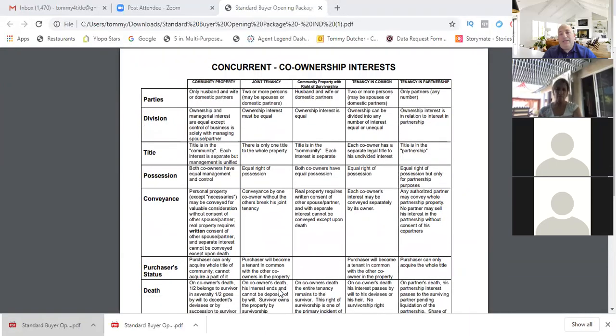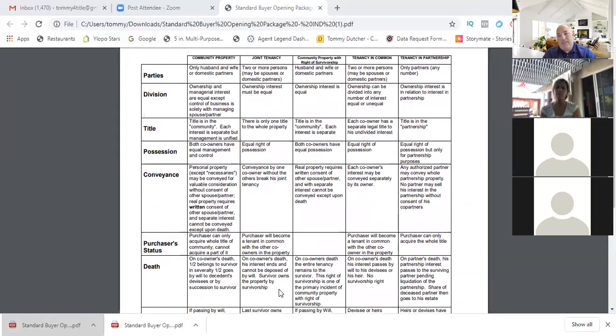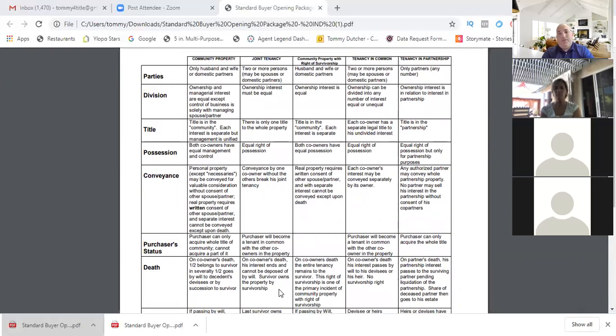Let's talk tenancy and partnership. Usually see this again, keyword partnership. Only partners in any number. It could be 2, it could be 8, it could be 20. Ownership interest is in relation to interest in the partnership. So we form a partnership, and my interest in the property that is owned is based on my interest in the partnership. Title is in the partnership.